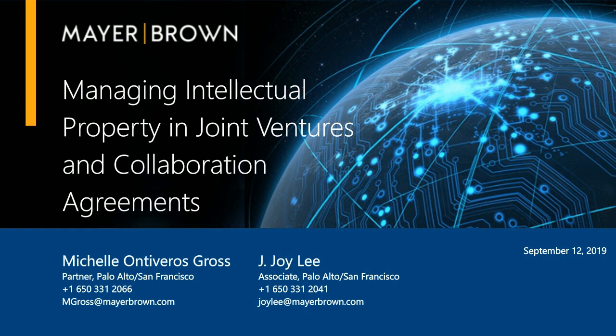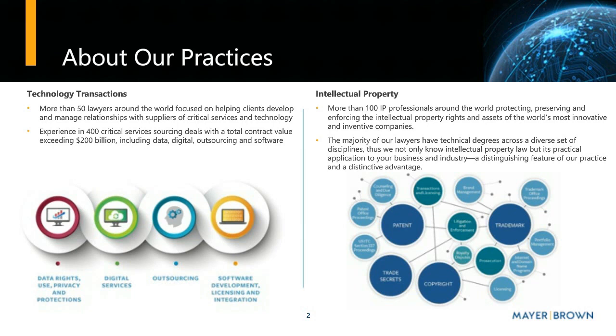I'm a partner in Mayer Brown's Technology Transactions and Cybersecurity and Data Privacy Practices in Northern California. To give a quick overview about our Technology Transactions Practice Group at Mayer Brown, we have 50 lawyers worldwide who've done over $200 billion of data, digital, outsourcing, and software transactions. Our intellectual property practice comprises more than 100 IP professionals around the world, protecting, preserving, and enforcing the intellectual property rights and assets of the world's most innovative and inventive companies.